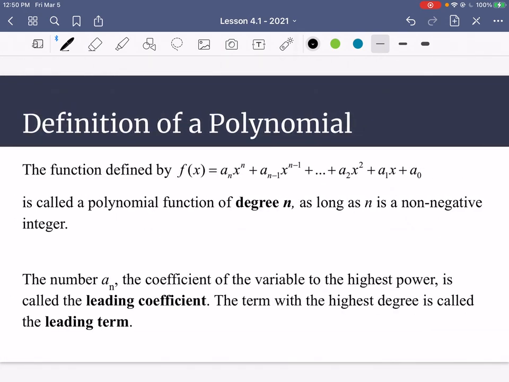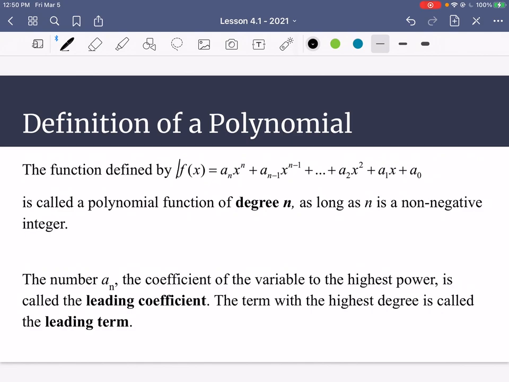Okay, so first of all, let's define what is a polynomial. Polynomials are functions that you have seen a lot up until this point in math. Many of the functions we've worked with actually are polynomials, and you'll see on the next page I go through some of those common examples.